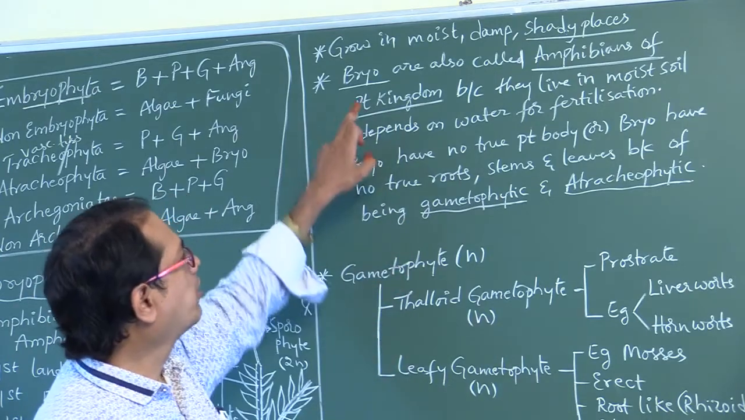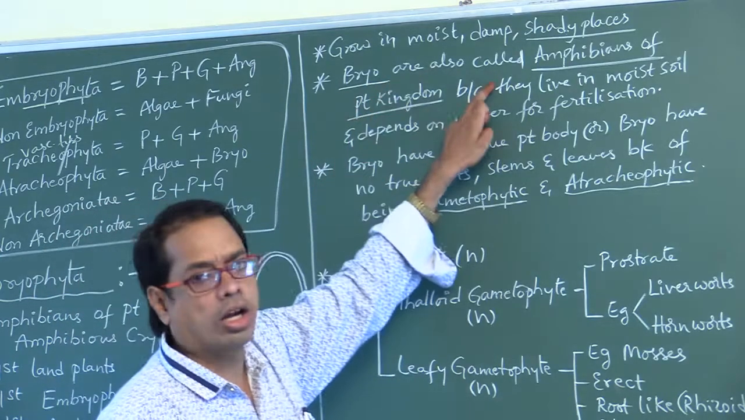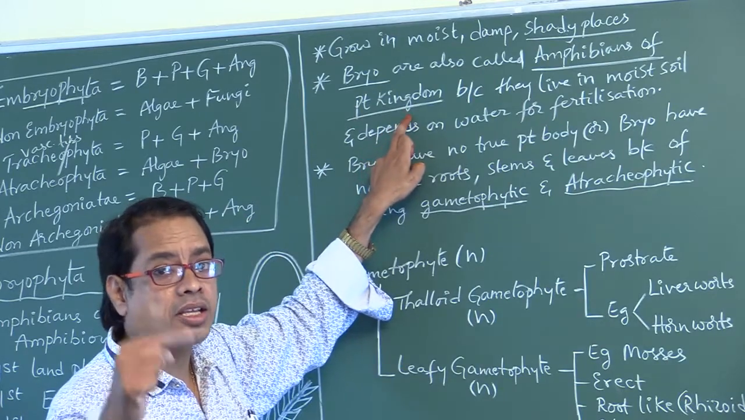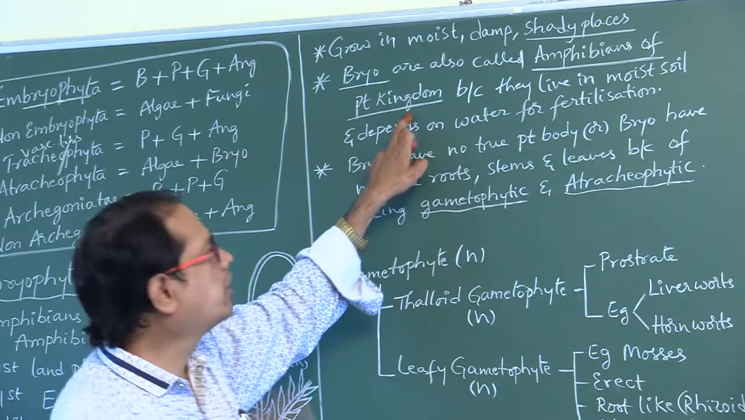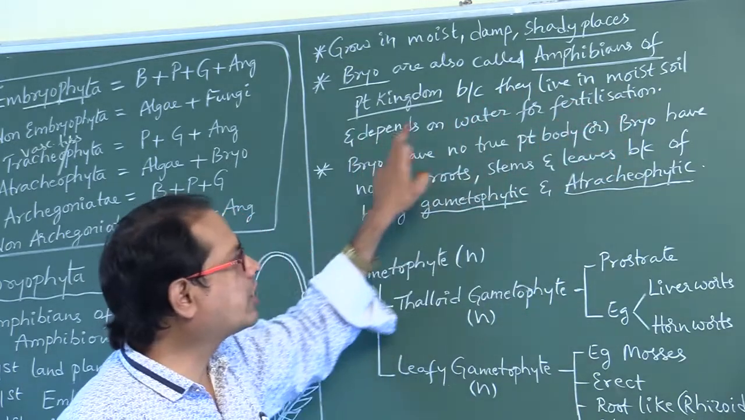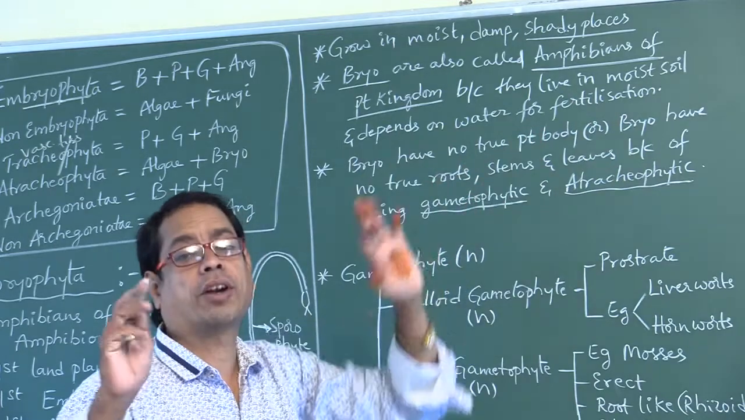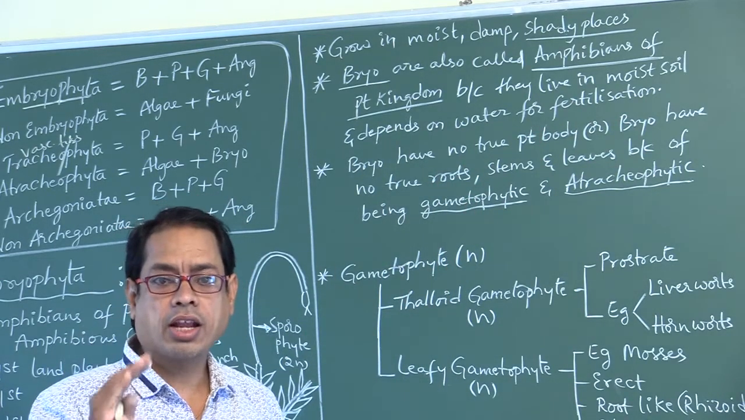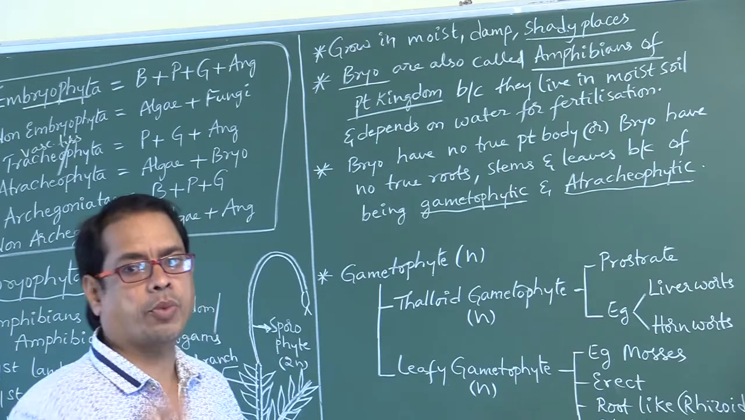True. Right. Bryophytes are also called amphibians of the plant kingdom or amphibious cryptogams. What is the reason? Because they live in moist soil and depend on water for fertilization. They require water for fertilization, or they require water for sexual reproduction.